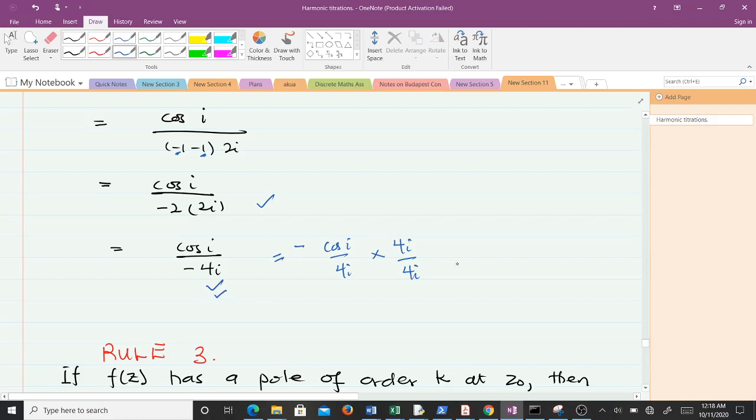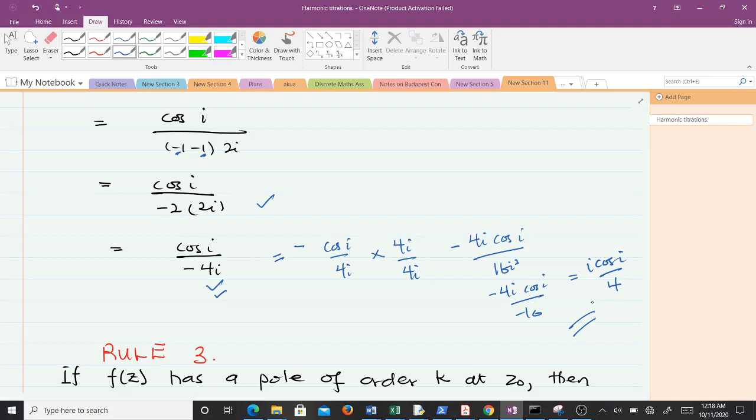You multiply through by 4i, and we have a negative sign here, and this gives us 16i squared, right? But i squared is negative 1, so you're going to get negative 4i cos i over negative 16, which gives us i cos i over 4. So yeah, I think that's correct. That's using the second rule.